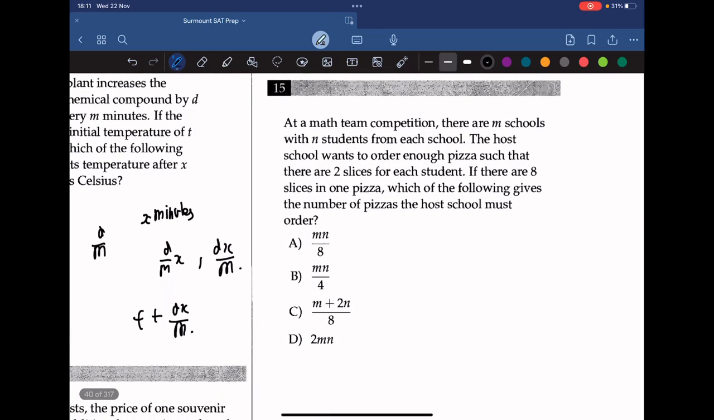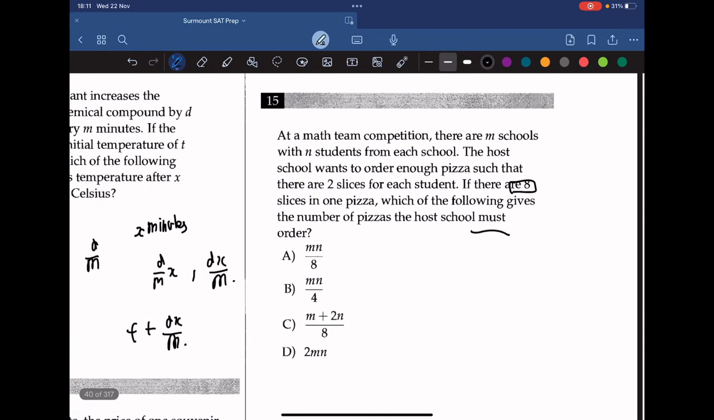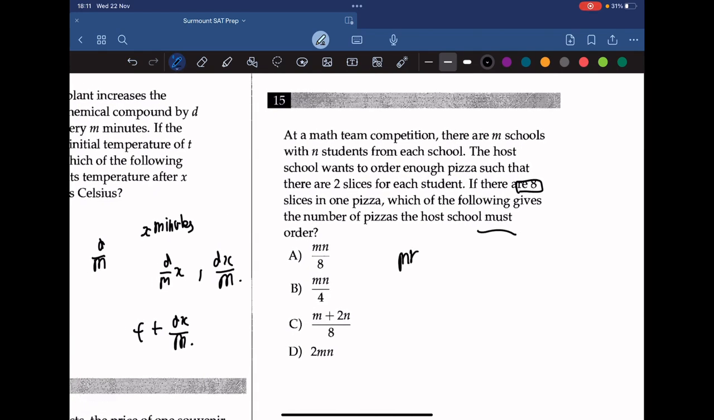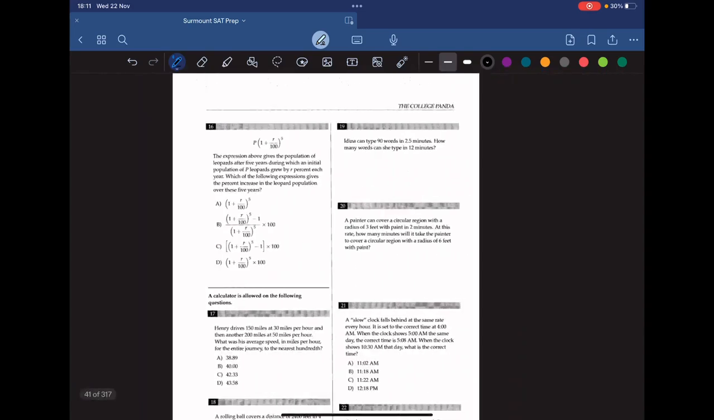15. At a math team competition, there are M schools with N students from each school. The host school wants to order enough pizza so that there are 2 slices for each student. If there are 8 slices in one pizza, which of the following gives the number of pizzas the host school must order? So for MN students, the total number of slices must be 2MN because there will be 2 slices per student. Since there are 8 slices in a pizza, you can divide this by 8. So the school must order MN over 4 pizzas, right? So the answer is B. Alright.